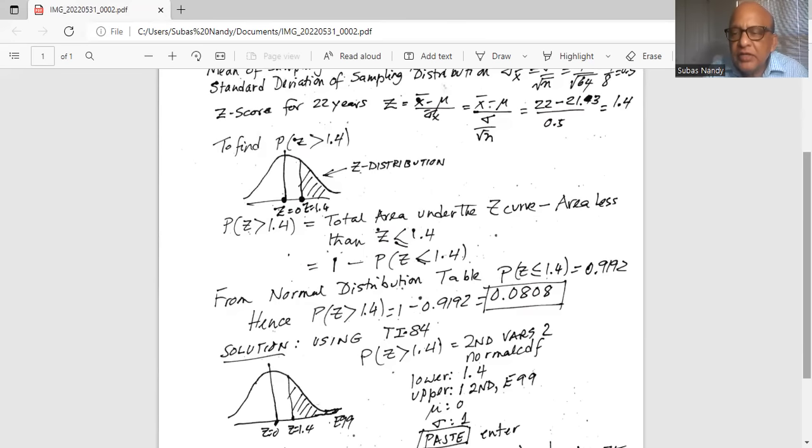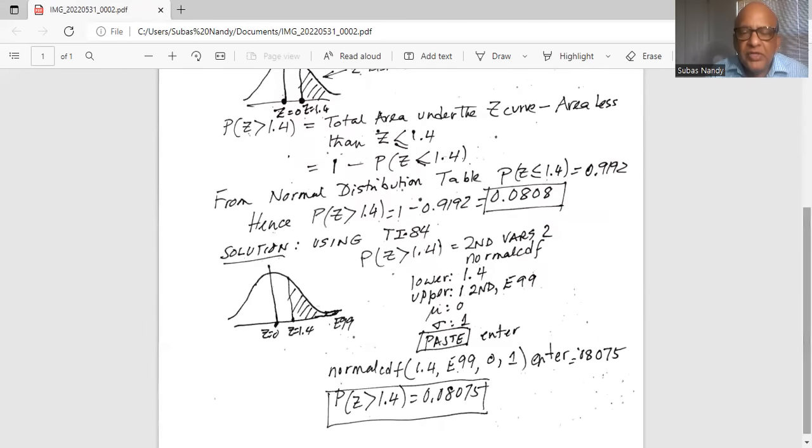So on my calculator screen, I'm getting this normalcdf: lower boundary is 1.4, upper boundary is a very large number, E99, mean is 0, standard deviation is 1, everything separated by commas. And then I hit the enter button. And the answer is 0.08075, which is fairly close to what we got using the table, 0.0808. That is the probability of finding a mean age greater than 22 for a sample of 64 students for this normal distribution.